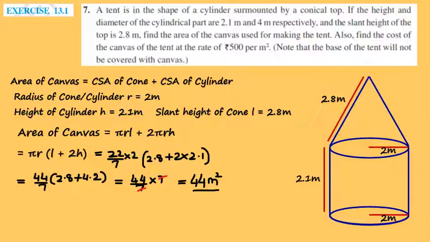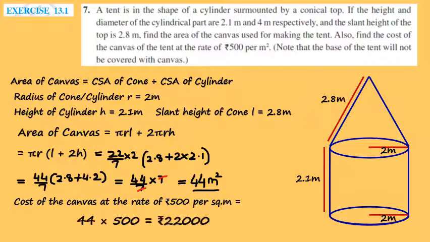Now we have to find the cost of the canvas at the rate of rupees 500. So we just have to multiply with the money, that's all. So the cost of the canvas will be 44 into 500, which is equal to rupees 22,000. Note that here it is given the base of the tent will not be covered, so that we already know. Commonly we won't cover it. So that is it, the amount is rupees 22,000. Now let us move on to the next one.